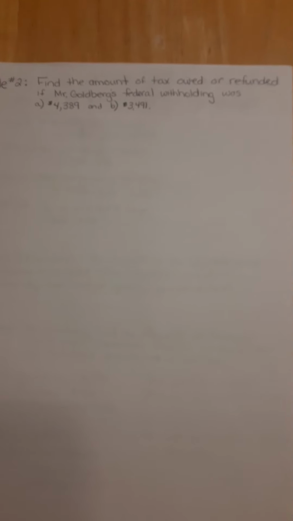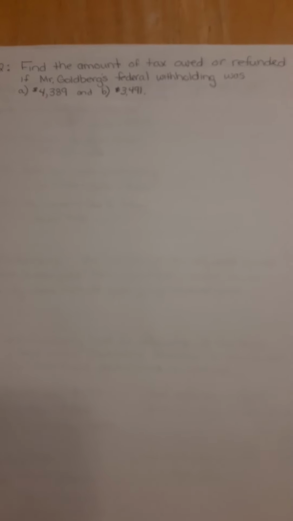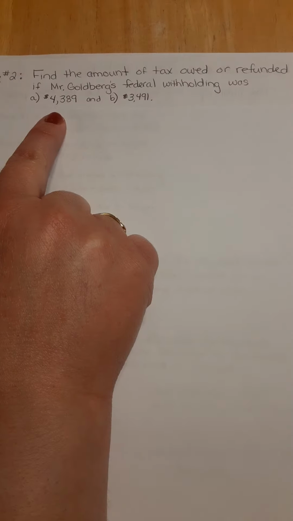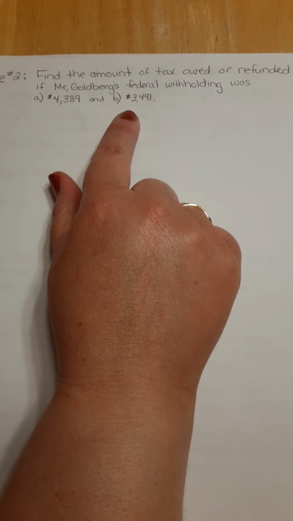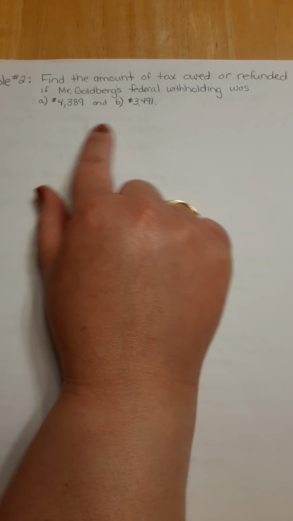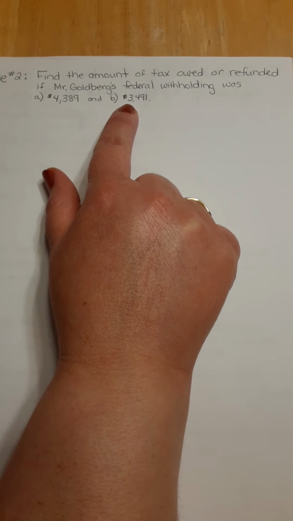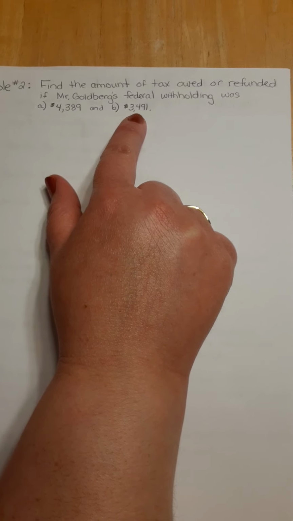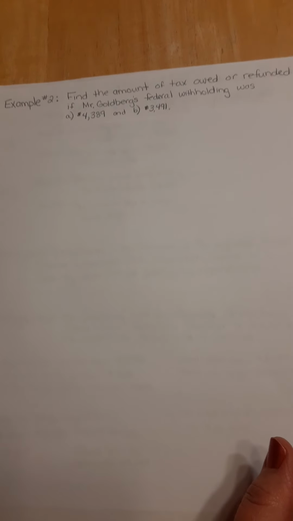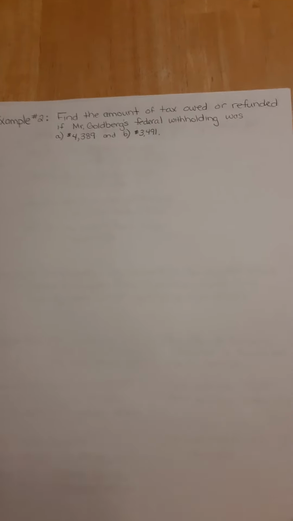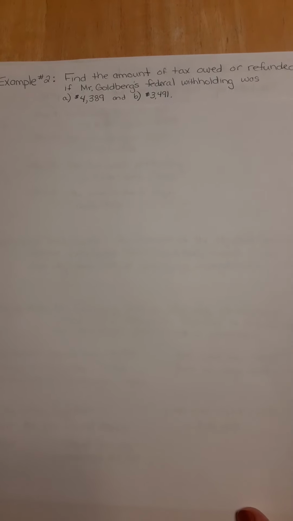Problem number 2 says find the amount of tax owed or refund if Mr. Goldberg's federal withholding is 4,389, and then they're going to give us a second problem here so that we can see the difference between the two. The second one is if his federal withholding was $3,491. Now we're going to go through working through that table that is on page 492. We're working through those steps, remember.